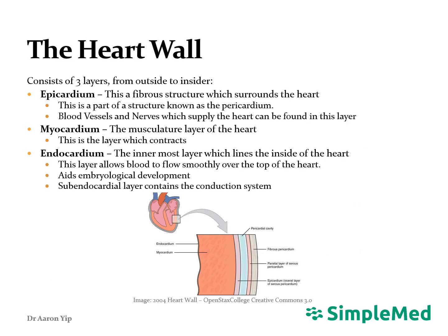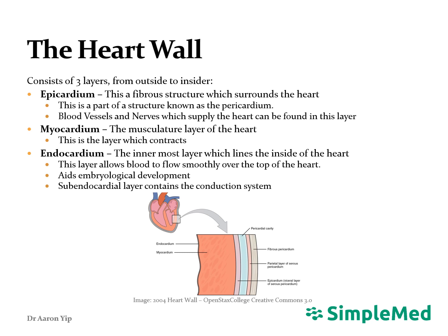Let's have a look at the anatomy of the heart. Starting with the heart wall, it consists of 3 distinct layers. The outermost layer is the epicardium. This is a fibrous structure which surrounds the heart, and in this layer we can find the blood vessels and nerves which supply the heart. The epicardium is also part of a larger structure known as the pericardium. This is something I will cover in the next slide.